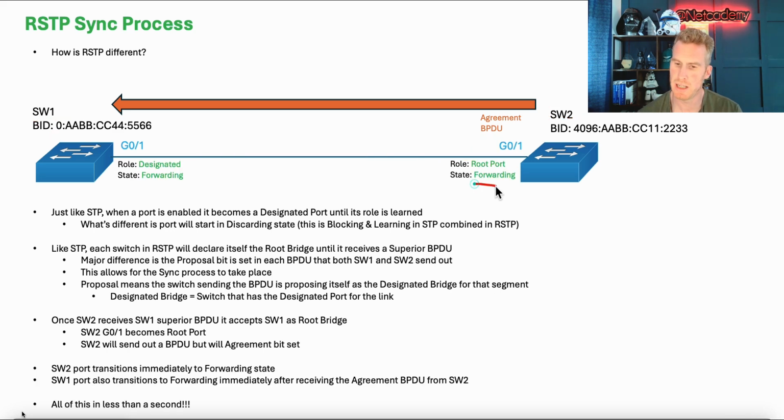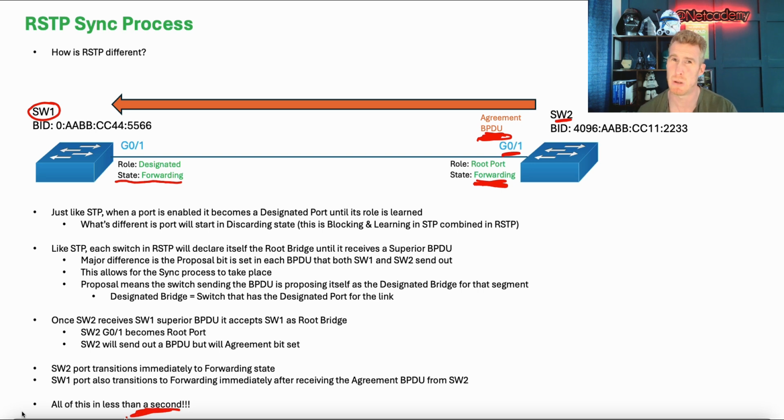SW1. And almost immediately after, the state on gig 0/1 on SW2 becomes forwarding because it sent out the agreement BPDU. It said, I am agreeing to you, SW1, that you are superior to me. And once SW1 has received SW2's agreement BPDU, it can then move its state into forwarding as well. This is basically the sync mechanism. It's syncing the devices together and using that proposal and agreement bit in the flags field in RSTP to agree who has the designated port for a particular LAN segment, and that is purely based initially on the bridge identifier. And all of this happens in less than a second.